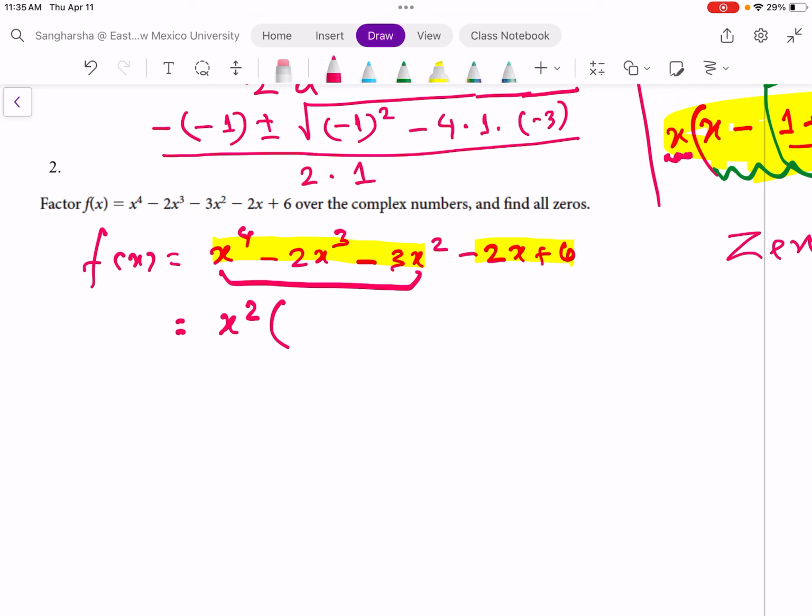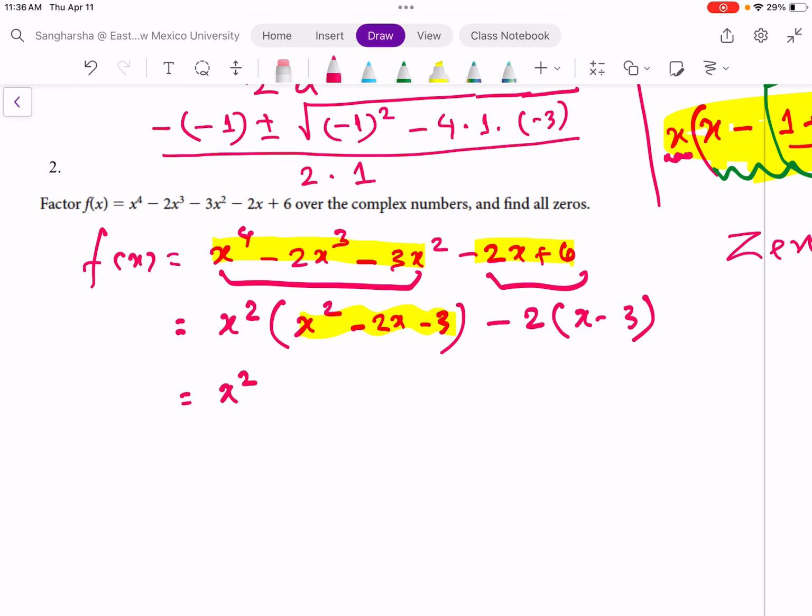So x squared is the common factor in the first 3 terms. If we factor out x squared, we have x squared minus 2x minus 3, minus, in the last 2 terms, negative 2 is the common factor, so we have x minus 3. Now, can we factorize this? This is a quadratic form, right? And we know how to factorize using the FOIL method. Let's try if that works.